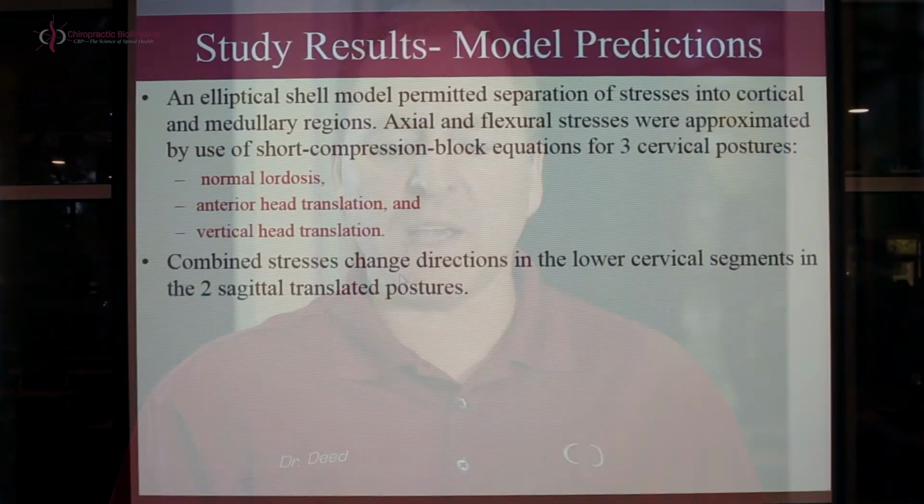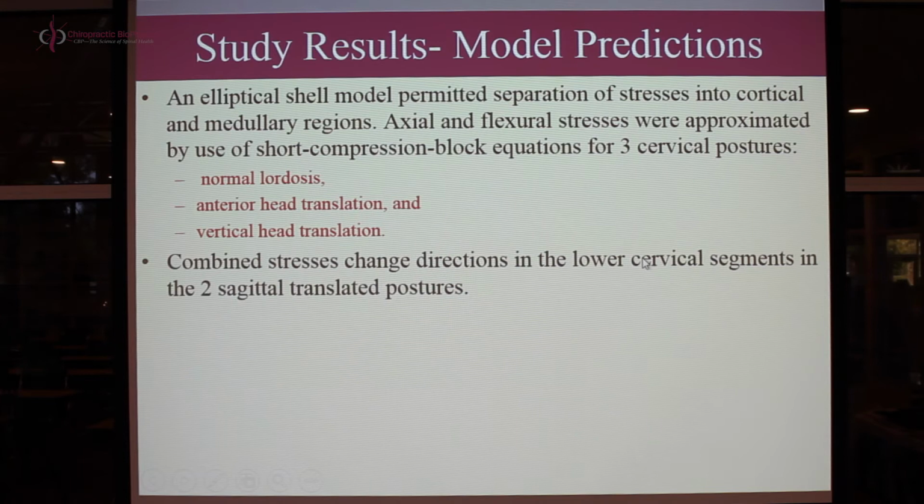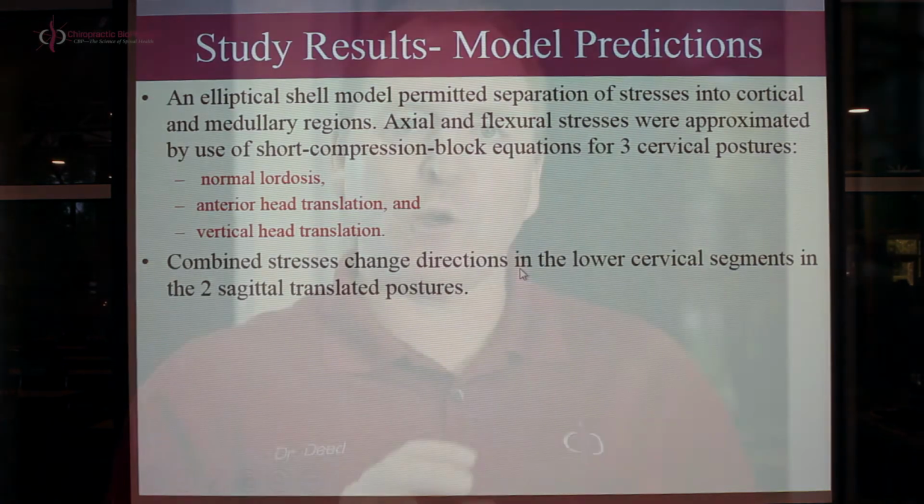The combined stress directions changed in the lower cervical segments compared to normal in the two translated postures. So number one, the force per unit area changed directions when I translated my head forward or I lost my cervical curve compared to neutral, such that instead of a tensile load mildly experienced at the front of the vertebral body, there is now a large compression load.